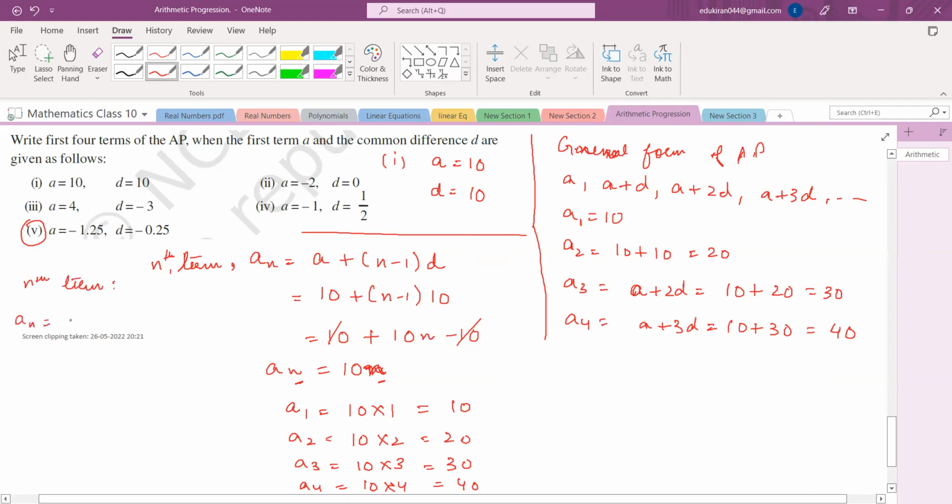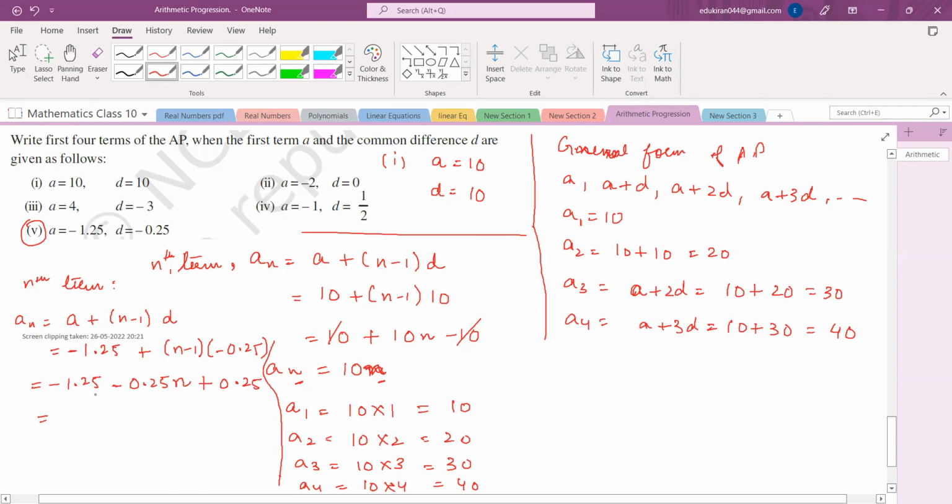An is again A plus n minus 1 into D. So how much is A? A is minus 1.25 plus n minus 1 into D, which is minus 0.25. Now you multiply. So minus 1.25, and plus minus will be minus 0.25 into n, and then minus minus plus, and you have 0.25.